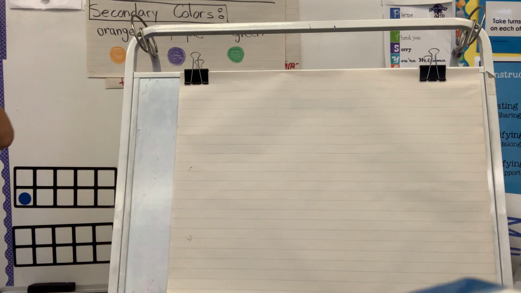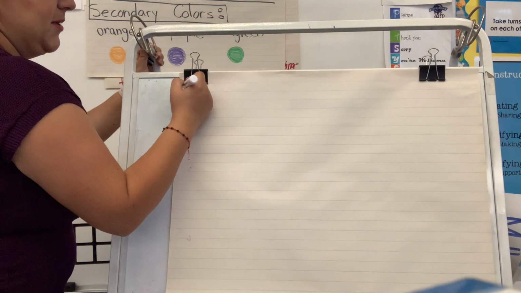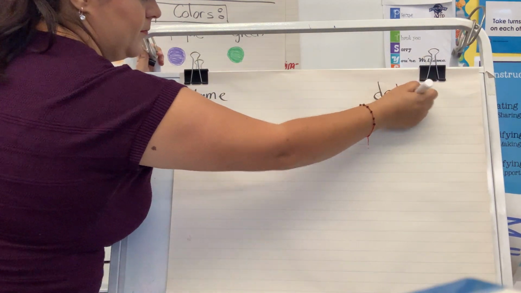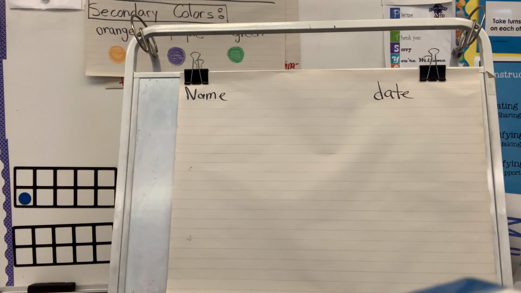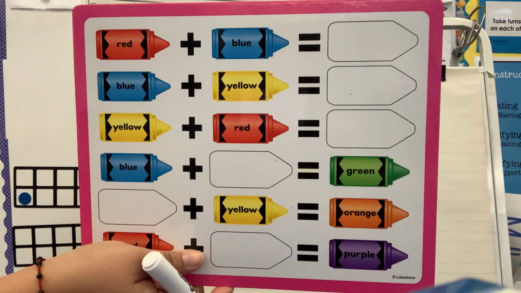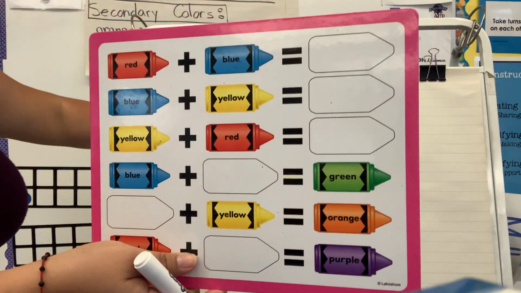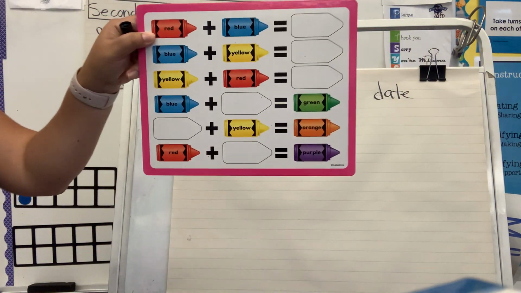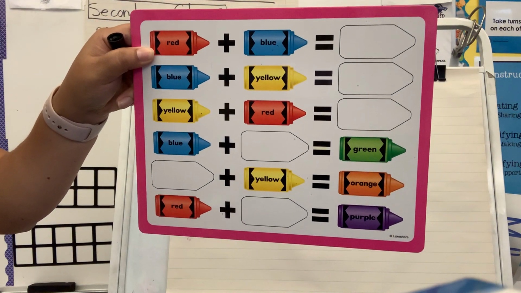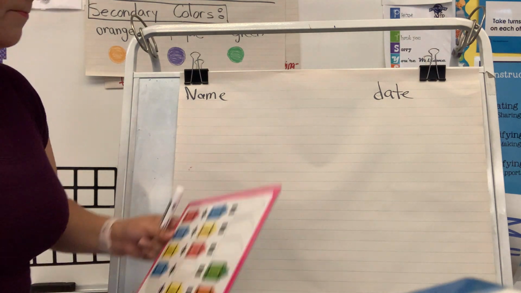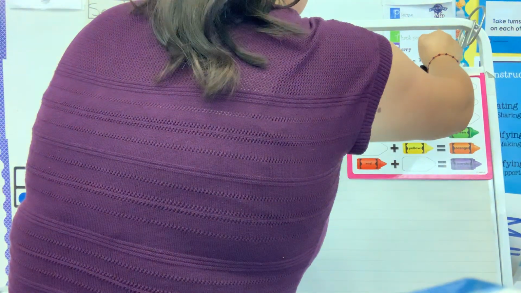Okay, so today on a piece of paper, you can write your name and date. Now you're going to be telling me these combinations, and you can use crayons for that. So we're going to use this chart. This is going to be your home learning today. Let me show you how to do it. So the first one, I'll leave it here so we can see.